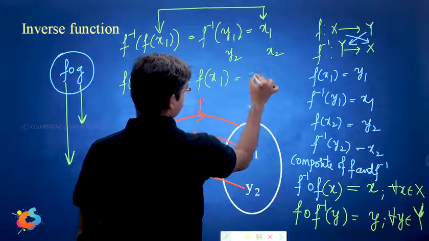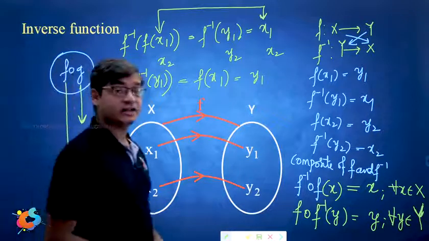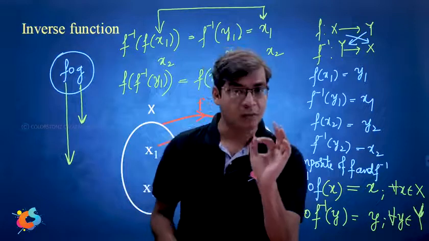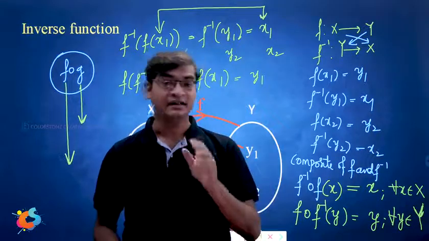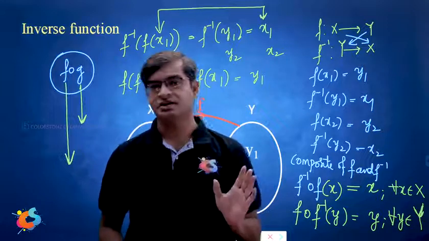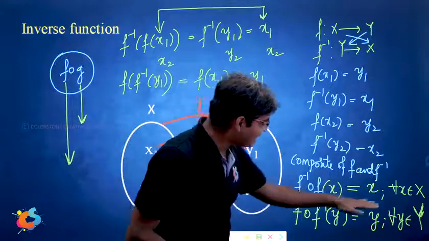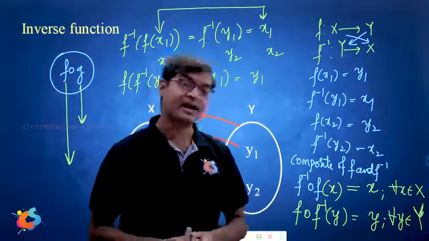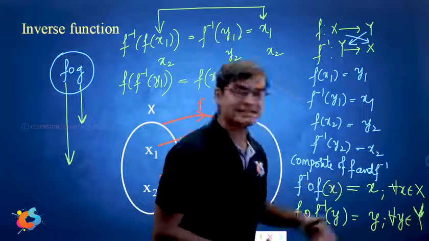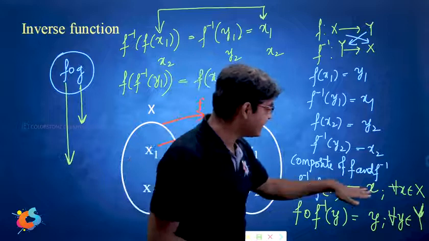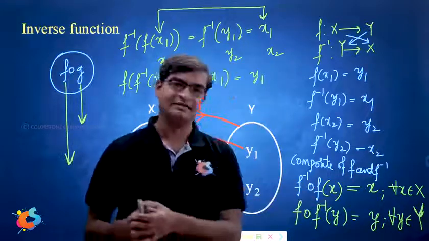F of x1 is nothing but y1. And similarly for y2. So on the whole, we understood that whenever you take a composite function of a function and its inverse, then that will be an identity function. But these two identity functions are different. Why are they different? They are different because they are defined on a different set. This is identity function on set x. This is identity function on set y.